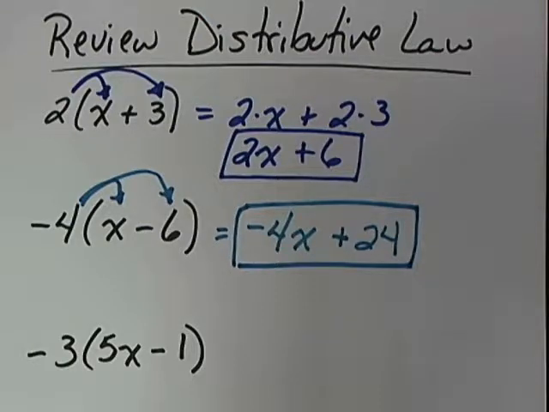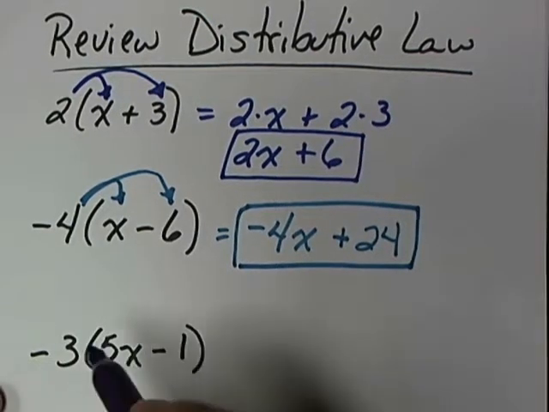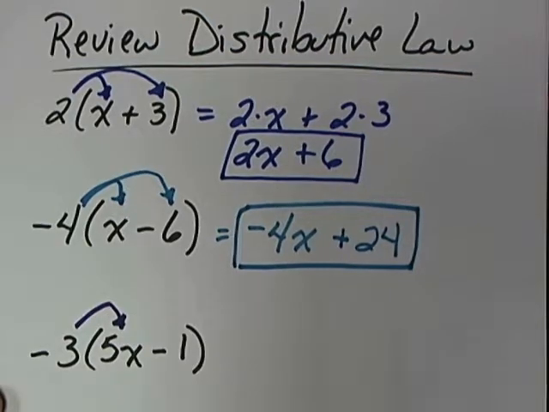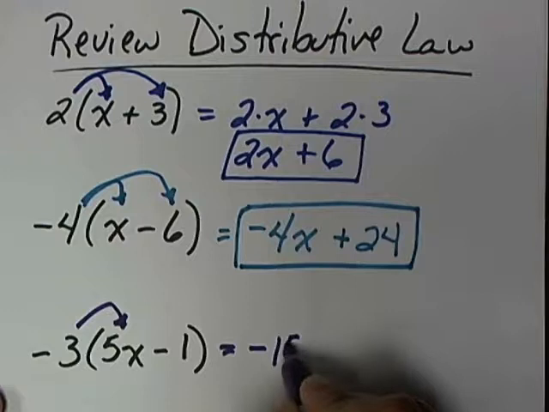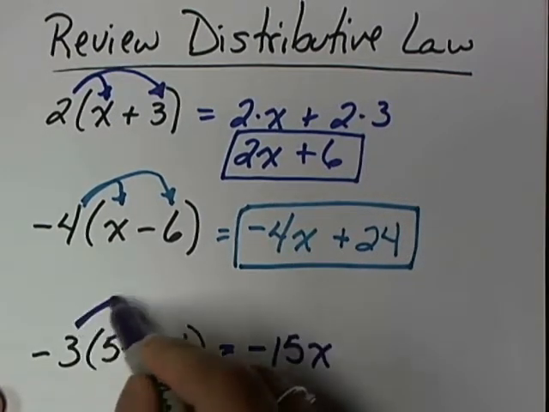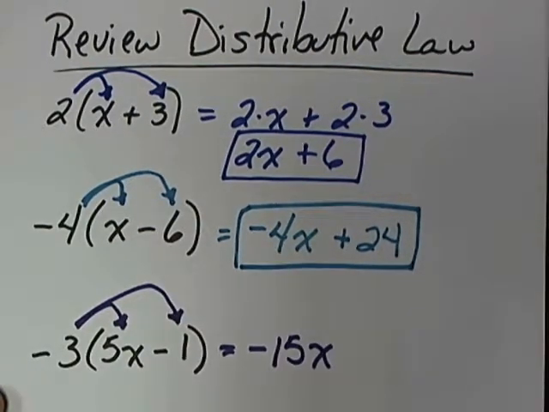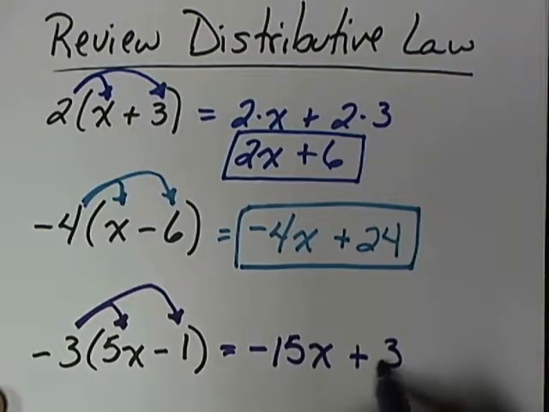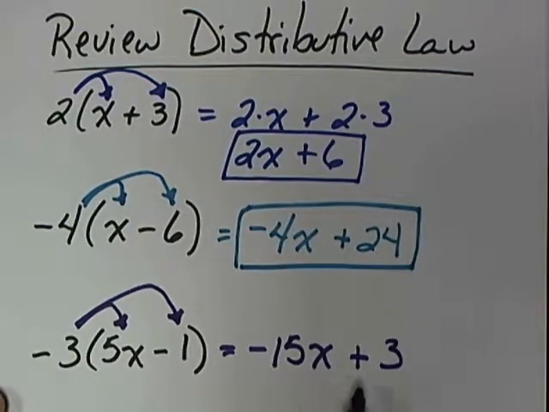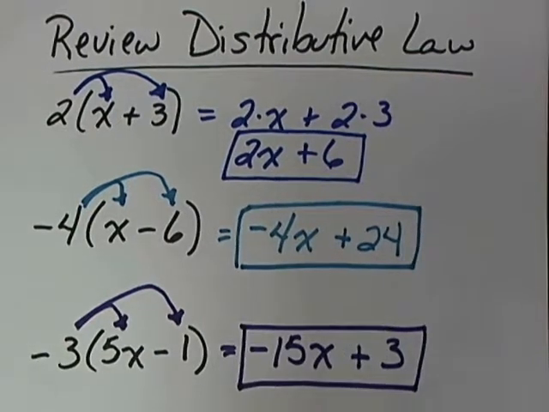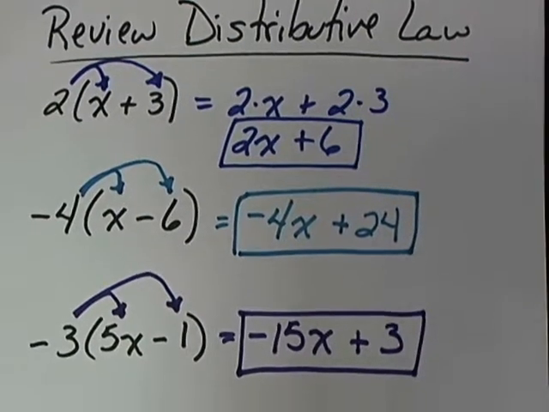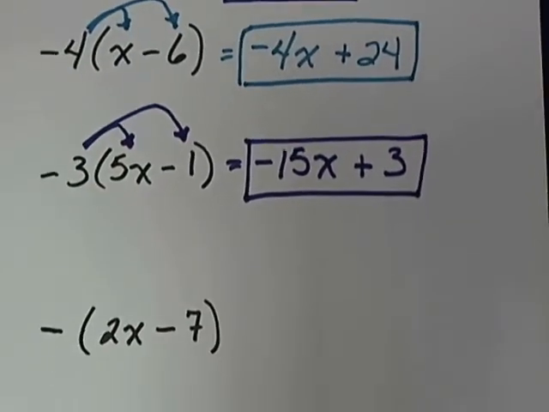Well, that seems pretty easy. -3 times 5x, -15x, -3 times a -1 is a +3. Once again, the first term has an x and the second one does not, so those are not like terms. I cannot go any further, and that's okay. That seems really easy. All right, let's do one more just for kicks and giggles.